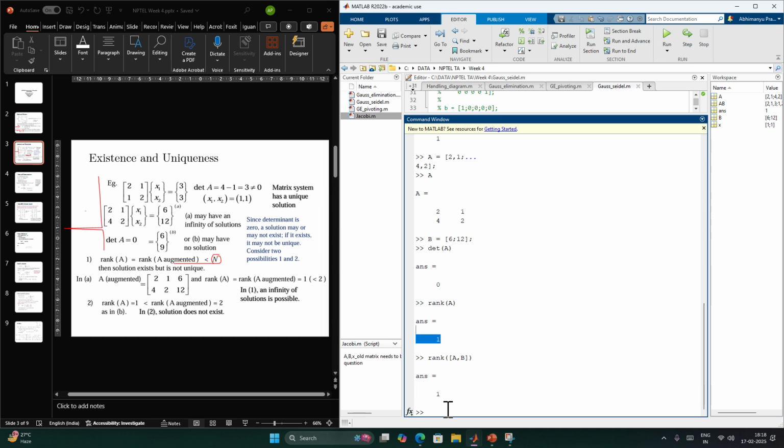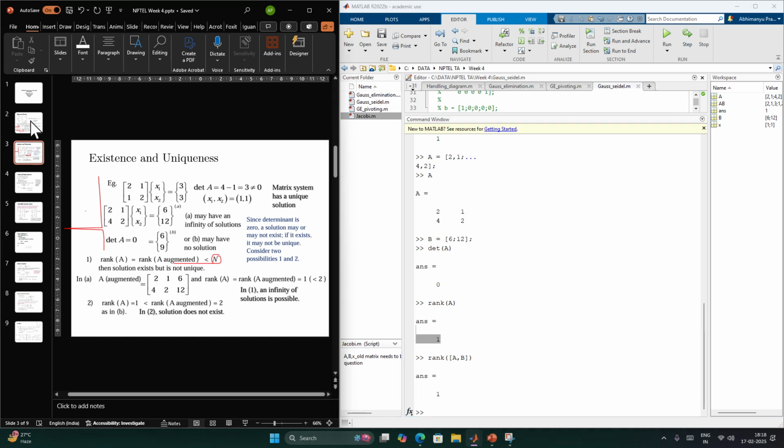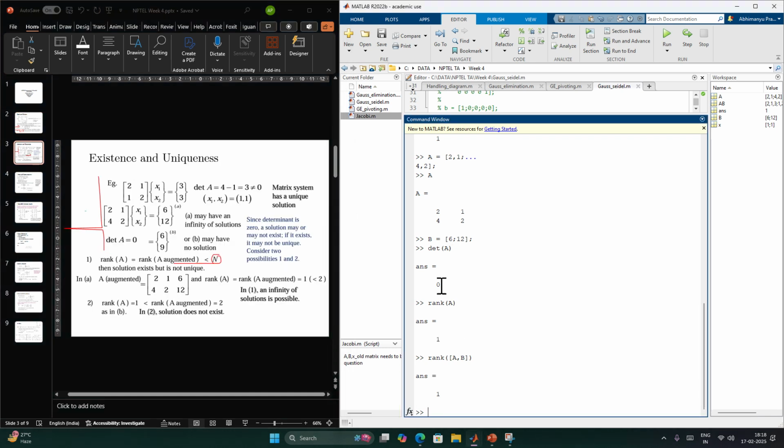Okay, that means if I go to the condition, it's here only. You can see that this A and B matrix satisfy the first condition. So the rank of A is equal to the rank of the augmented matrix, but the rank is less than n, which in this case is 2. So the rank of the augmented matrix is less than 2. That means we have infinitely many solutions possible.